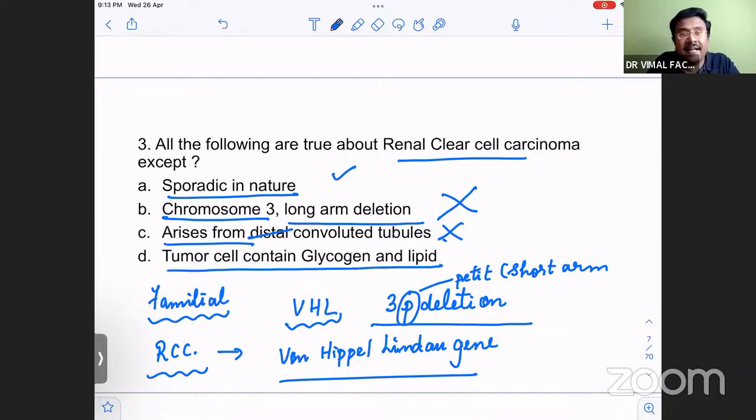And tumor cells contain glycogen and lipid, because the name says it is a clear cell carcinoma. Clear. In histopathology, if any cell looks clear or white, empty looking, it is not taking up the hematoxylin and eosin stain, so it appears clear. So it contains a lot of glycogen and lipid. This statement is also right. So in the question, they would have asked you which option is A, B, something like that. These two are the wrong options and the other two are the right options.